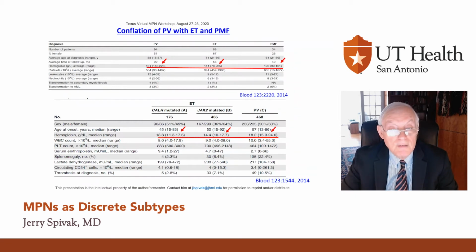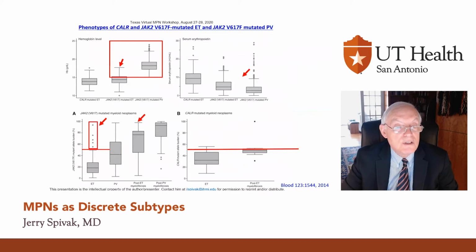They've ignored even the inadequate WHO diagnostic criteria, because here you see in these ET patients, some of them have high hemoglobin levels, and here's another one where you get grievous confounding of ET with PV and even PMF. And if we look at the actual data in this one study, and I think I'll focus down here, here are the allele burdens, and somehow there's an overlap in the so-called ET patients with the PV patients.